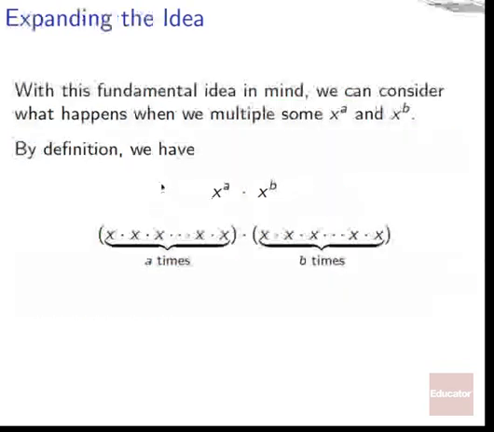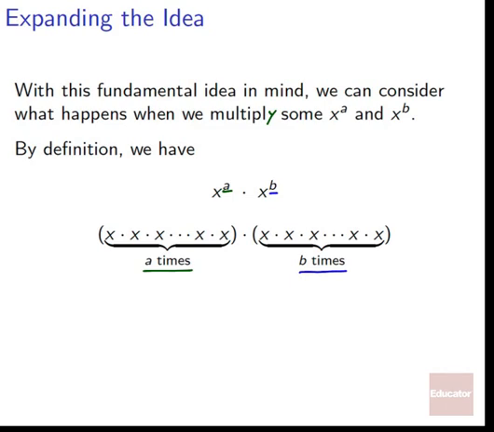Let's see. First thing we can figure out, with this idea in mind, we can consider what happens when we multiply some x to the a and x to the b. By definition, if we have x to the a times x to the b, then that means we've got x to the a, so we have x multiplied by itself a times, and x to the b, x multiplied by itself b times. So we've got a x's on one side, b x's on the other side.